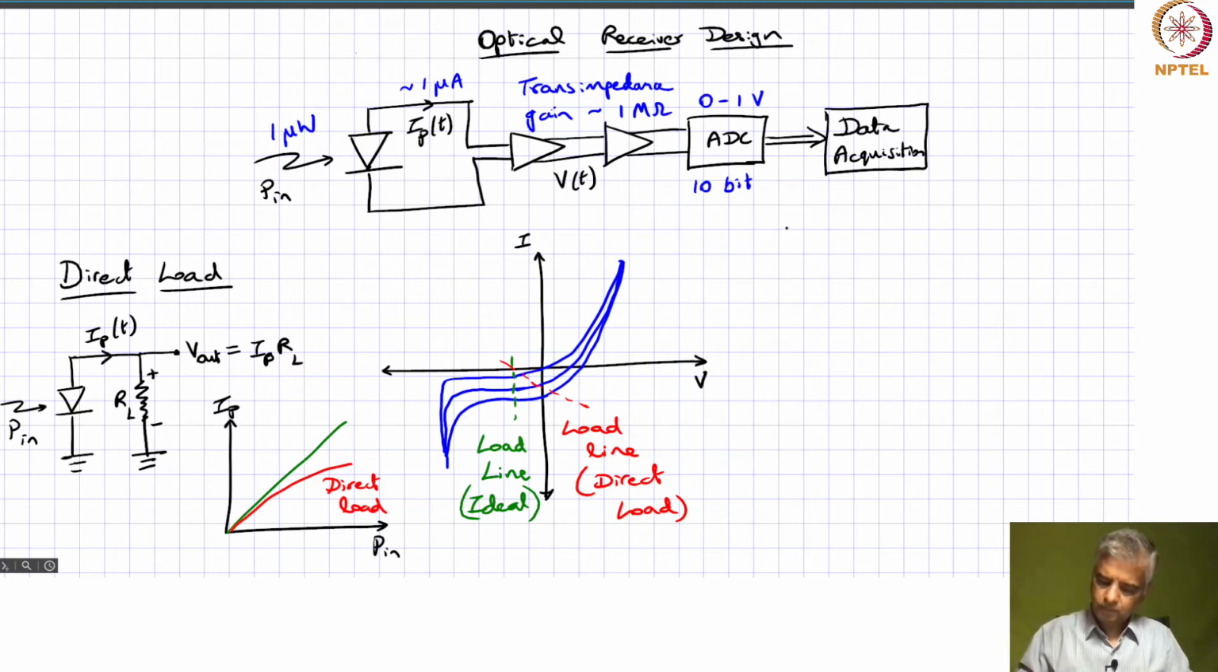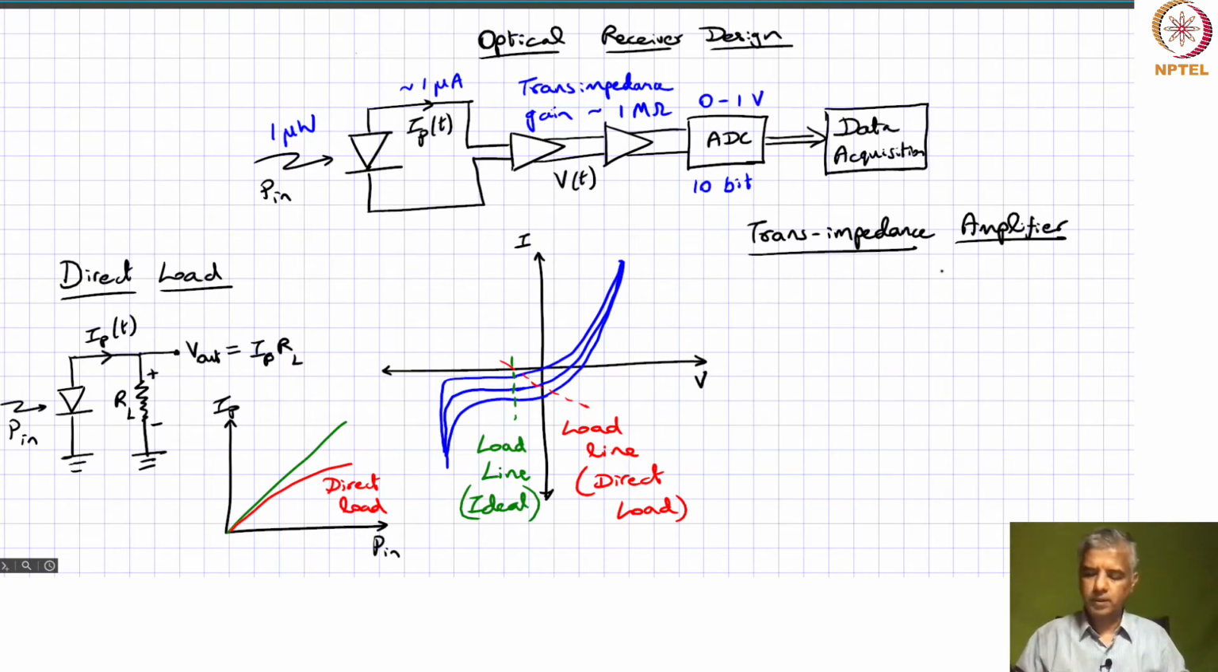Well, you have a configuration based on an operational amplifier, and this is actually called a transimpedance amplifier. So what is the configuration for a transimpedance amplifier? Well, we have the same configuration here as far as the photodiode is concerned.